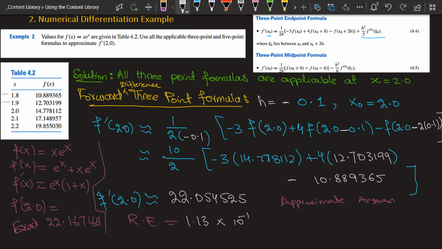So there is not a very big change in the relative error. The earlier one was 1.35 cross 10 to minus 1, and now it is 1.13 cross 10 to minus 1.